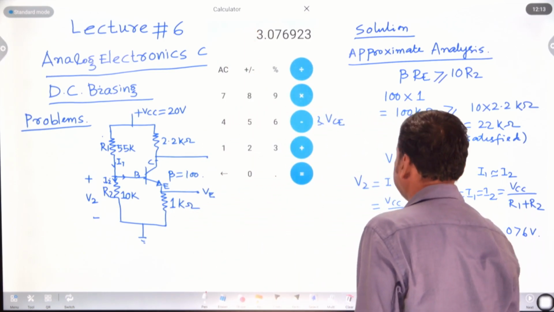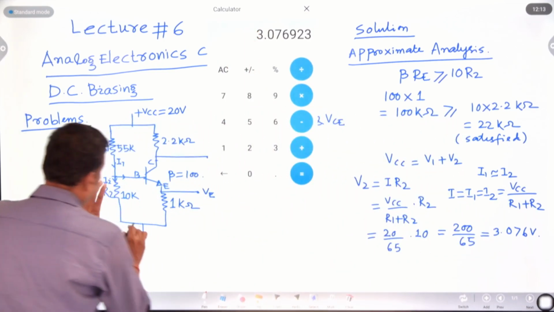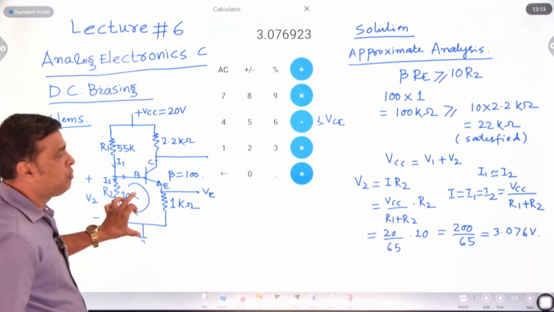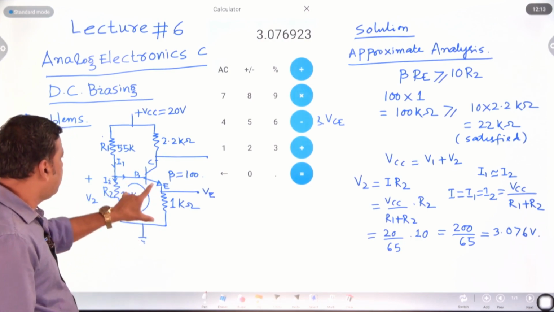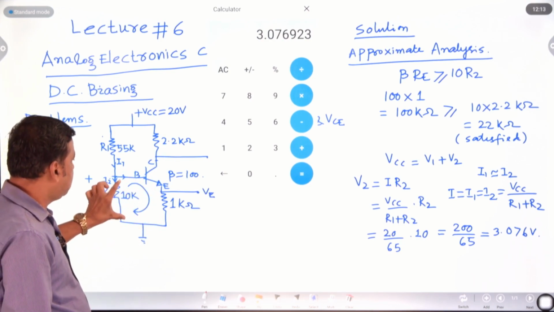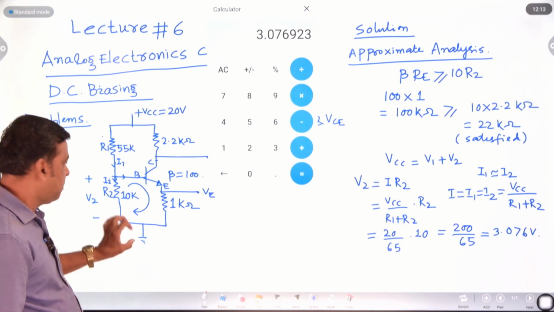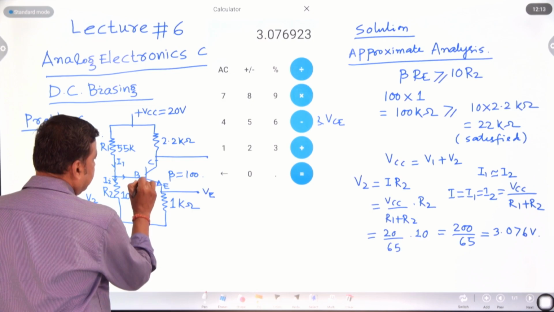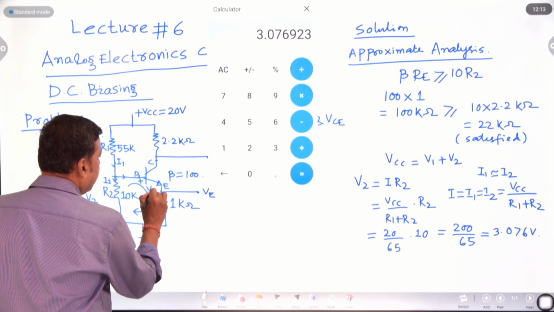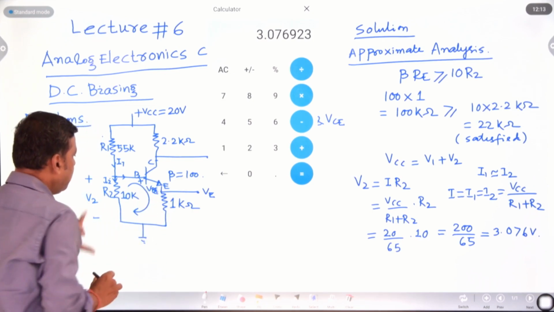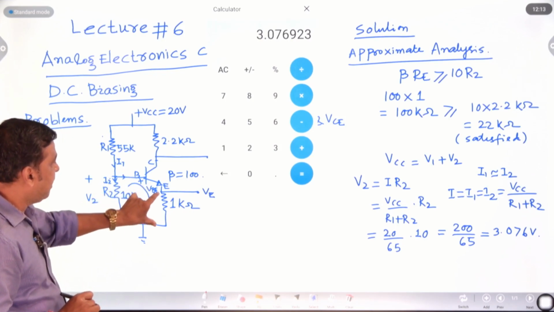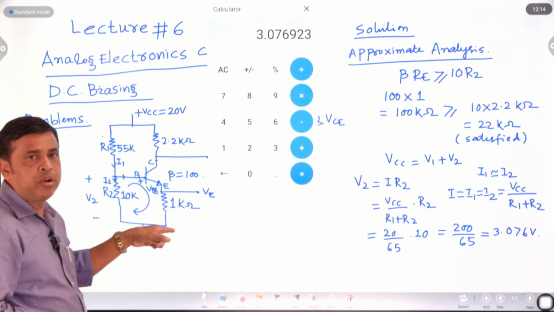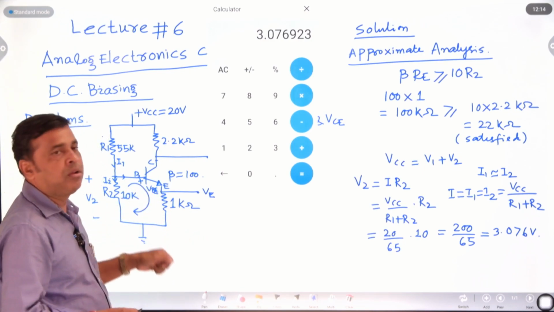So what is the V2 value? This one. Then apply Kirchhoff's voltage law to the base emitter loop, this loop. If you apply KVL to the base emitter loop, what is my equation? This is your V2, minus to plus, and there is a potential between base and emitter. We can say that is your VBE. So V2 minus VBE minus current times resistance. What is the current? This is the emitter terminal, obviously the emitter current will flow. That's why IE into RE equal to 0.